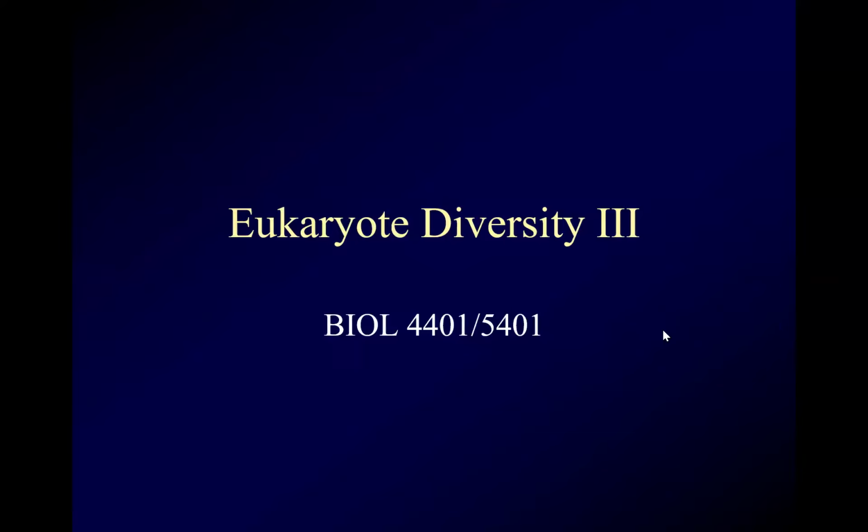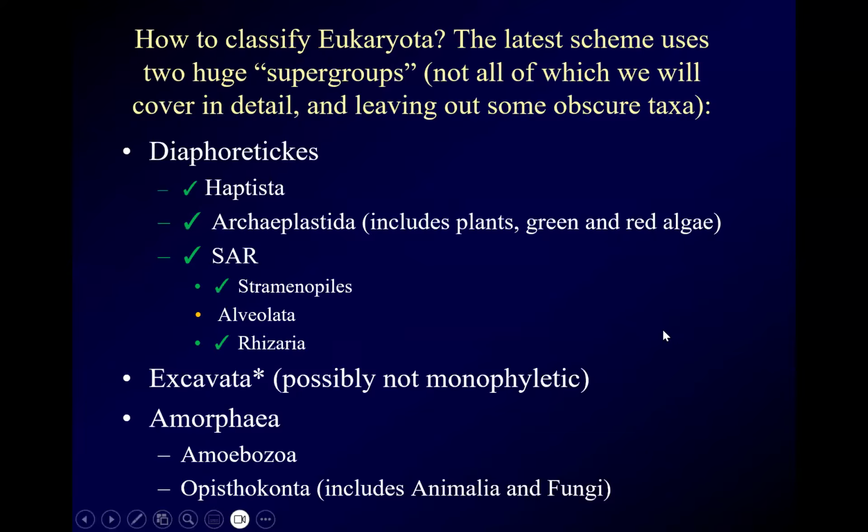But let's go ahead and get started here. There's your classification scheme again. We've talked about all of these groups are based primarily on DNA analysis. We're leaving out a bunch of smaller and more obscure taxa that we just don't have time for. But we've mentioned the two huge supergroups, the Diaphoreticales and the Amorphia, as well as a third group, which may not be monophyletic. There is still debate about that.